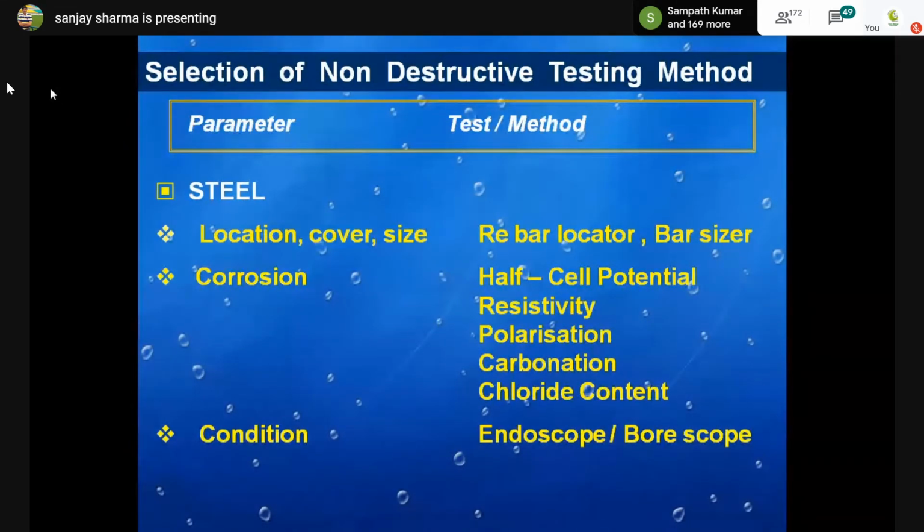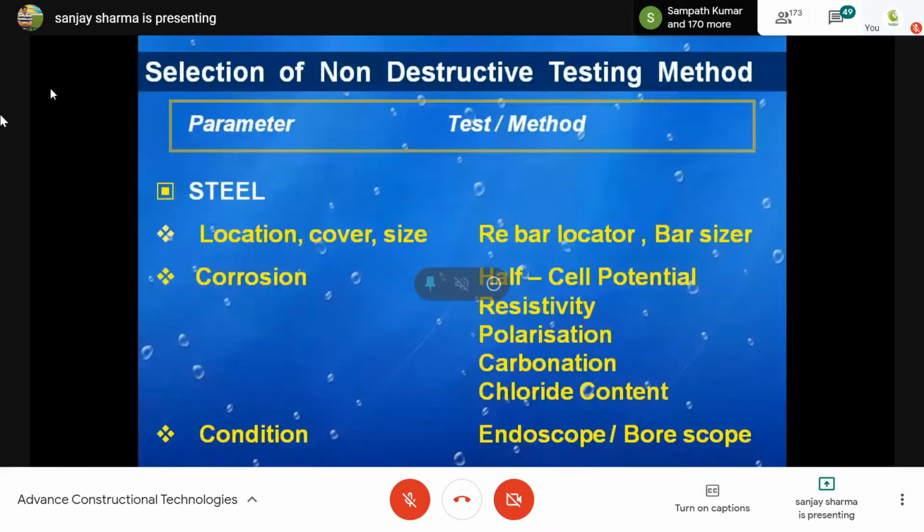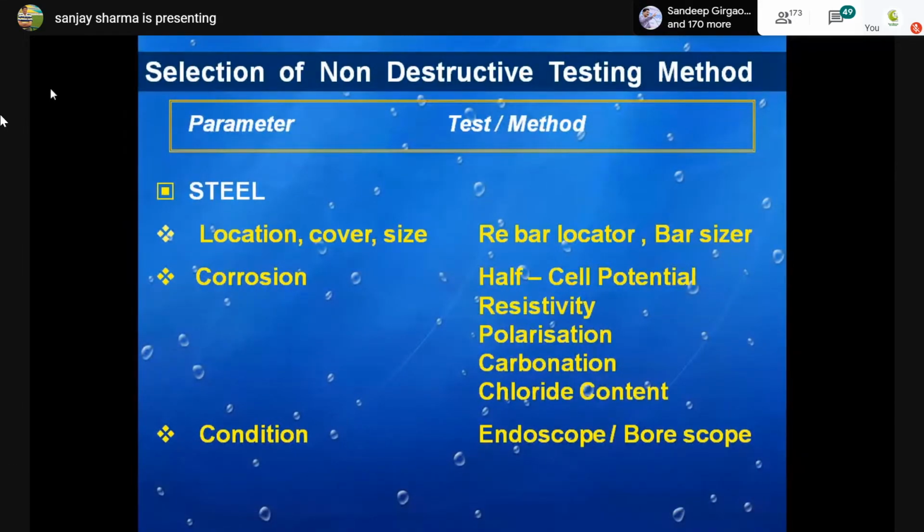For finding the steel details, we can go for the cover meter or, say, ferro scanner, etc. So there we may have to find the location, cover, and size. We can use a rebar locator.